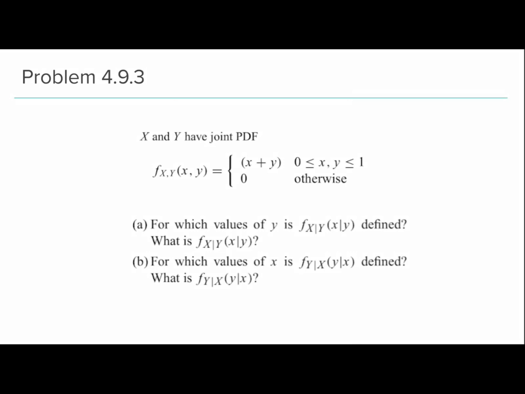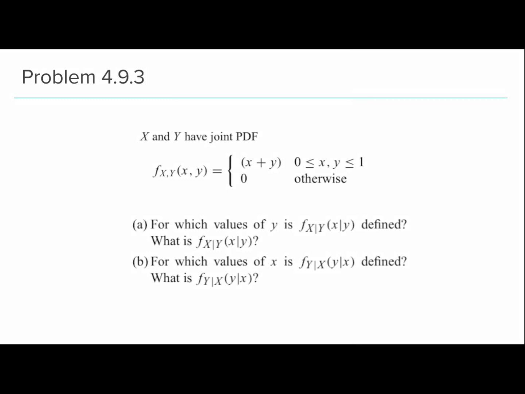So we already know that the conditional PDF f of x given y will be equal to the joint PDF f of x comma y divided by f of y, and likewise f of y given x will be equal to the joint PDF f of x comma y divided by f of x, right? So now you have to find for which values of y is f of x given y defined. And I think it's pretty obvious that it will be defined only for the values of y for which the joint PDF is defined, right?